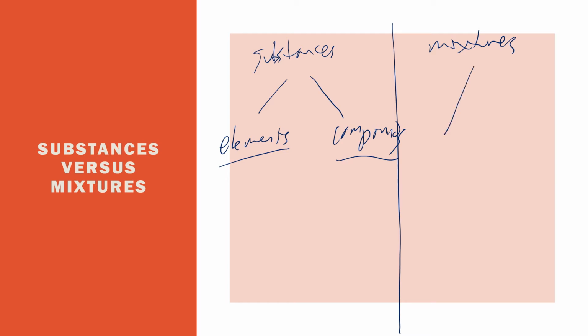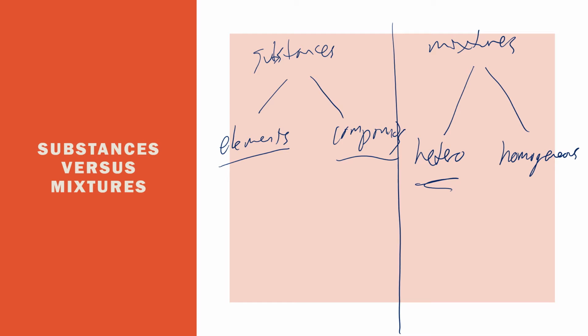Mixtures can be broken down further into two types. We have heterogeneous and homogeneous. Heterogeneous, you'll typically see different layers or easily distinguishable separate parts. And in a heterogeneous mixture, if you take a sample from any portion of your mixture, you might get a different composition, so a different ratio of different things.